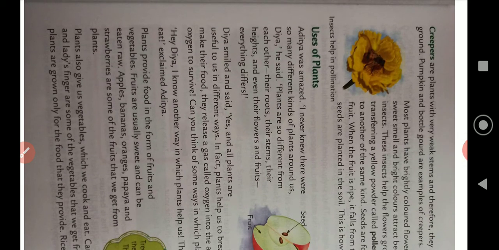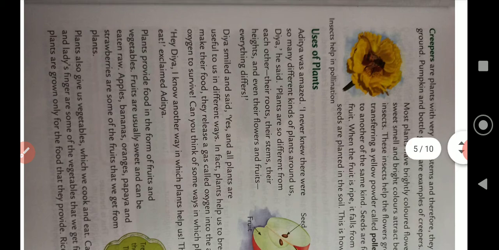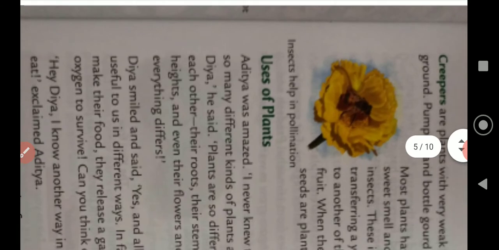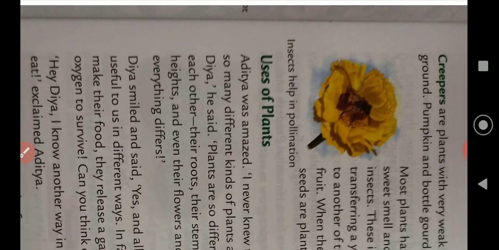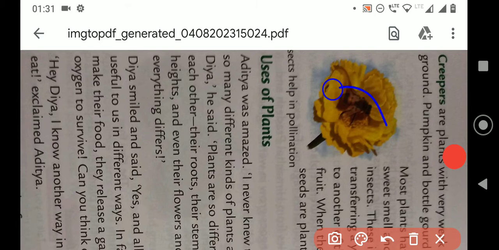Insects help in pollination. So here, children, you can see there is an insect. Can you see there is an insect? It may be a honeybee, it may be a fly, it may be anything. Whether you see a rose flower, there in the center you will find the yellow powder. That yellow powder is nothing but the pollen grains.